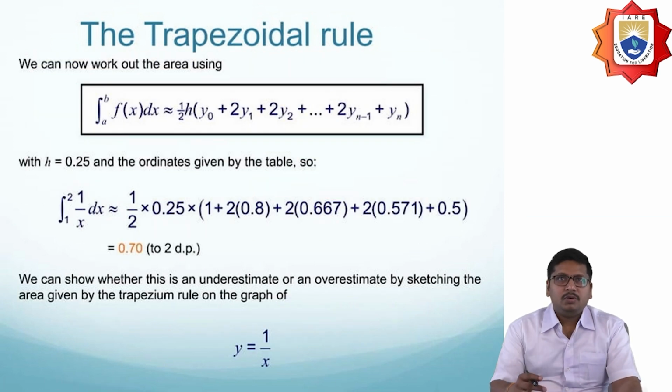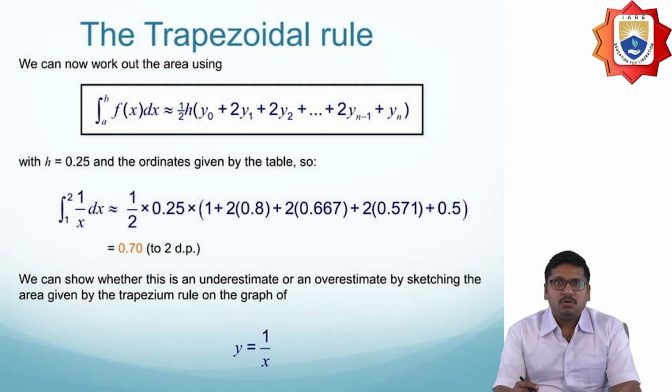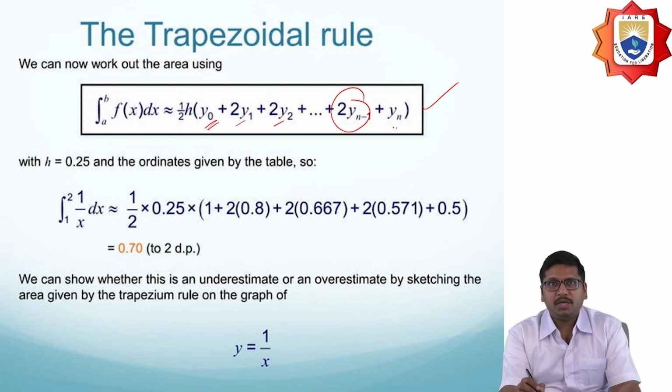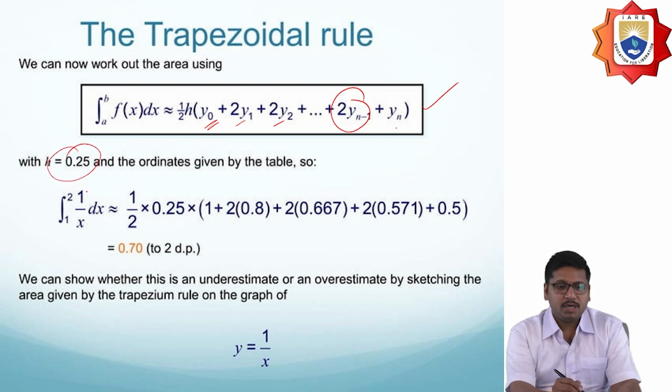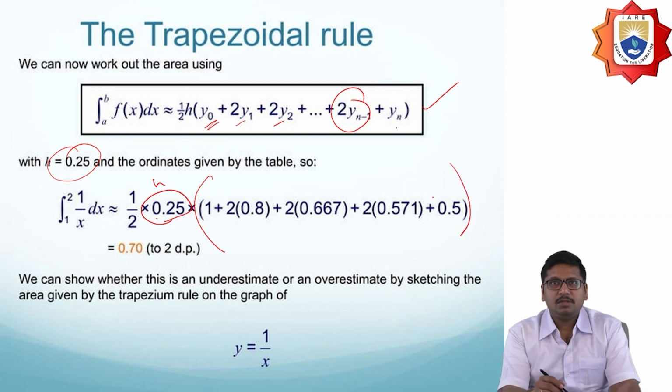So we can work out this area using this. We already know the equation: the integral from a to b of f of x dx is half of h into y0 plus 2y1, 2y2 and so on up to yn minus 1, plus yn. By substituting h as the difference, the h value I'm going to get is 0.25. So this 0.25 is going to be substituted here, so 1 by 2 into 0.25, that is half h.